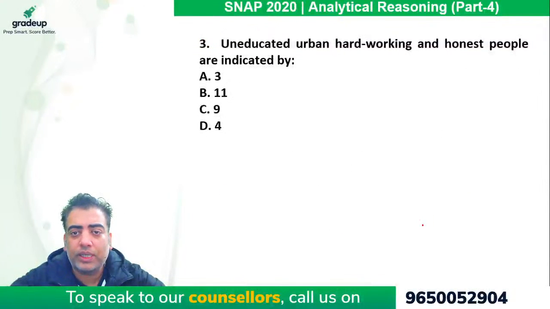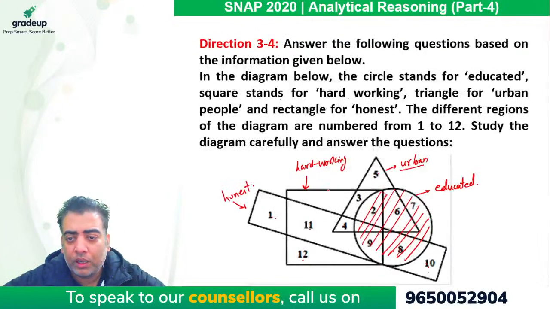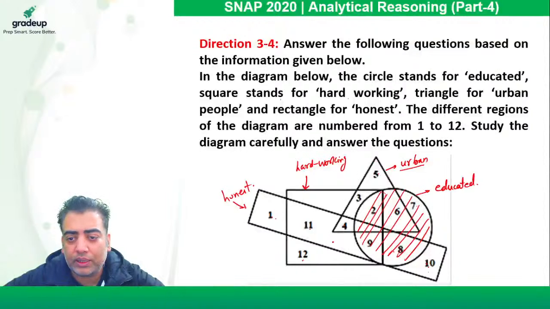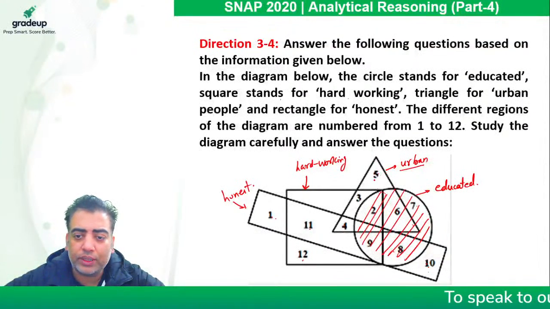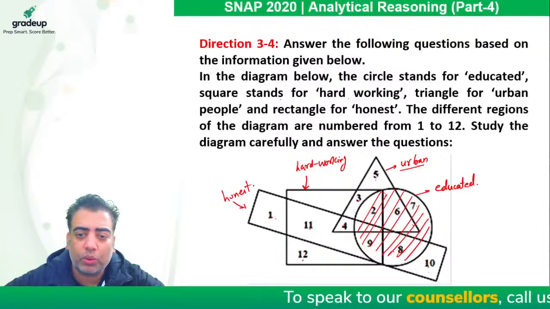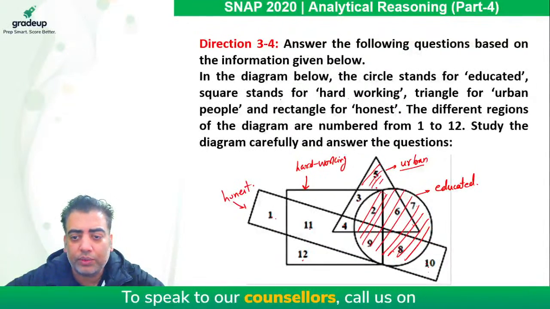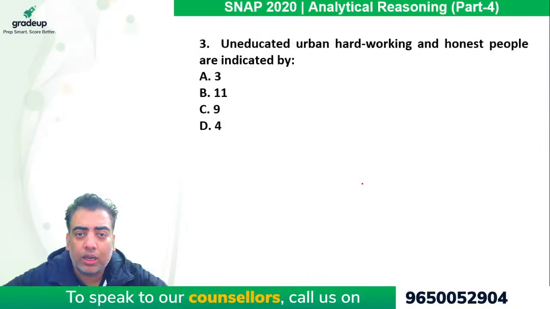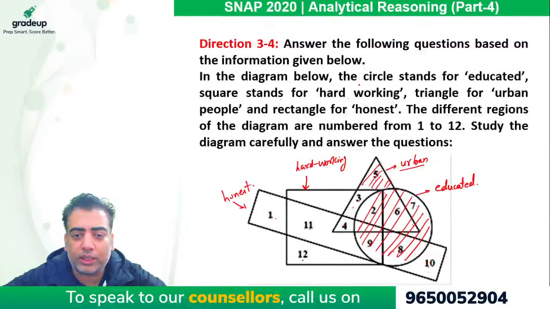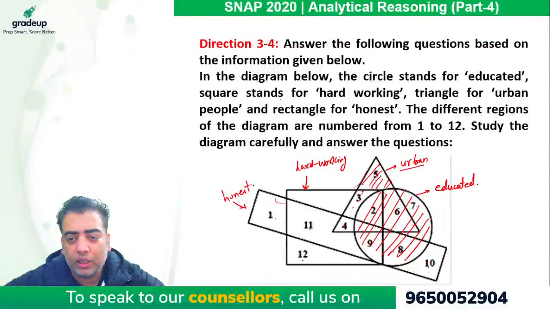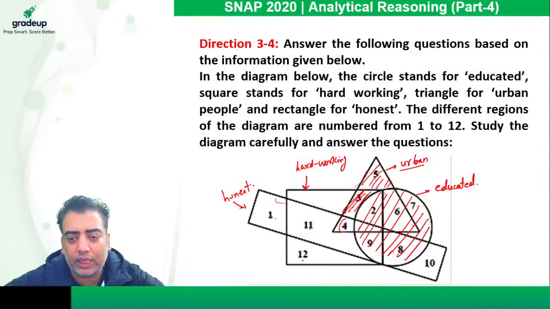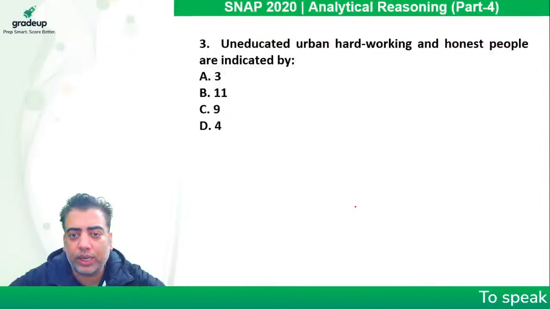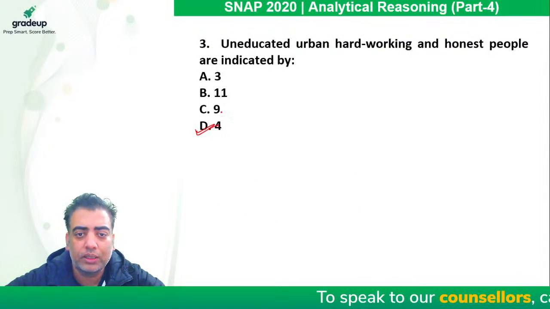Then we need urban, hardworking. So urbans are the ones which are in the triangle, which include 5, 3, 4. But as we require hardworking also, 5 goes out. Focus is on 3 and 4. And honest people. So honest are a part of this rectangle. So 3 goes out. The only area left is 4, which is the correct answer. So the answer comes out to be D.